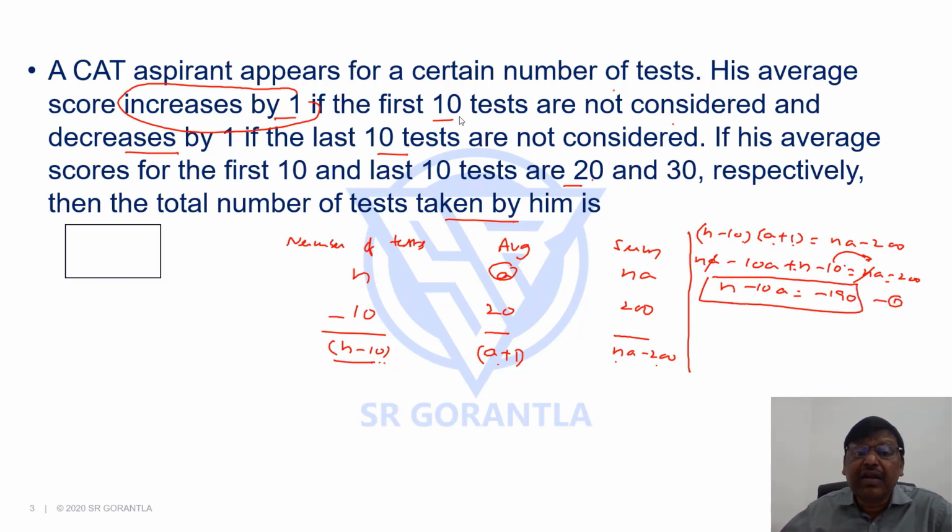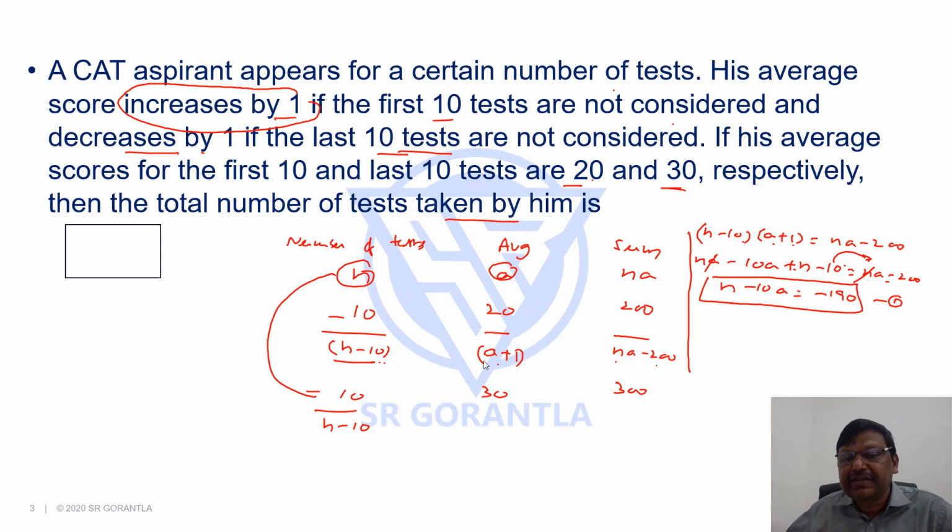Now, if the last 10 tests are not considered, the average decreases by 1. What is the last 10 tests average? 30. If the last 10 tests average is 30, the total is 300. From these n tests, if I remove the last 10 tests, the remaining tests will be n minus 10. The sum originally is NA. Now I am removing this 300, so it is NA minus 300. But now the average is how much? The average decreases by 1. Original average A means now it is A minus 1.